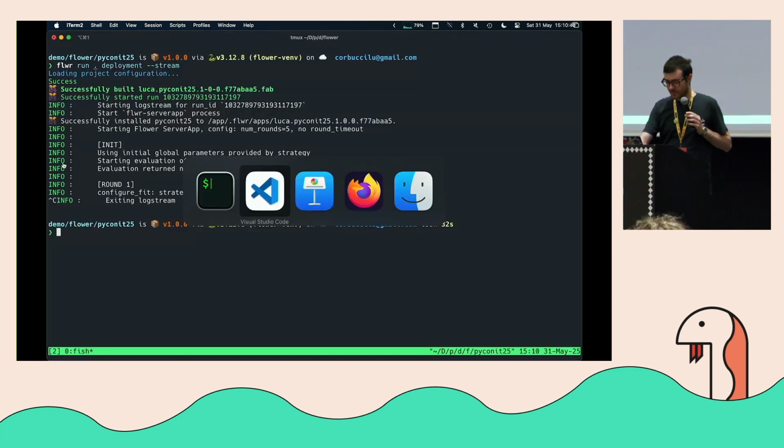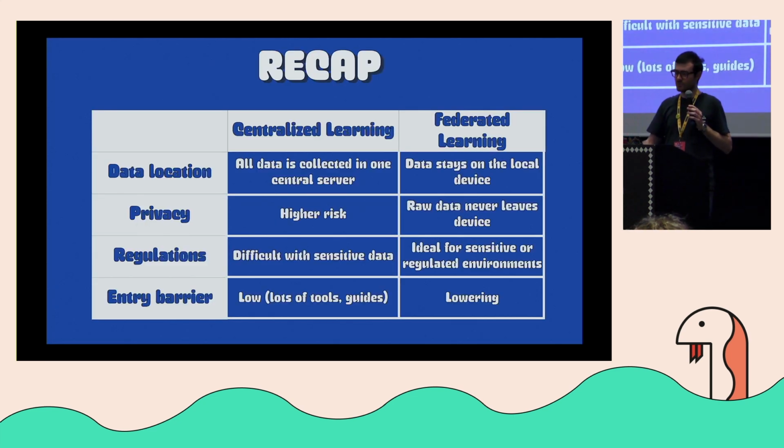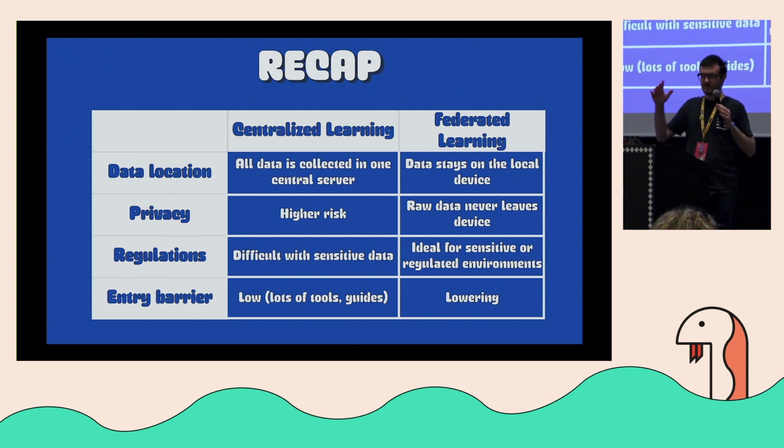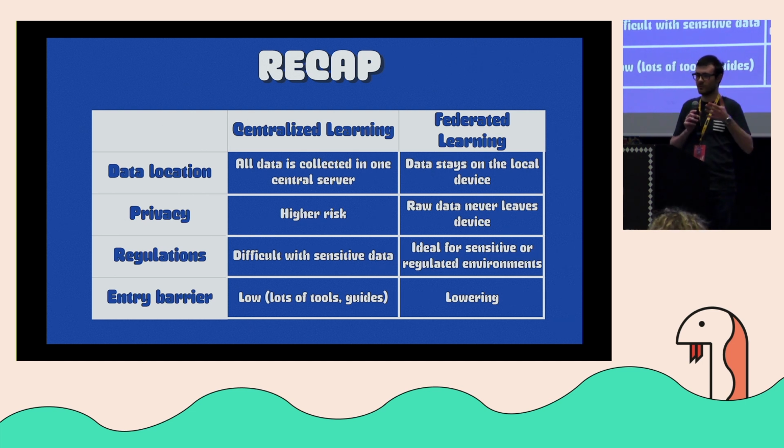Okay, so I can go back to the slides for some final considerations. Just to summarize what I've said, the main difference between centralized learning and federated learning is where the data is located. In centralized learning, all the data is in a single central server, in a single location. Federated learning is more respectful of the privacy of the user, because they don't need to share their data. In this case, the raw data never leaves the different devices.